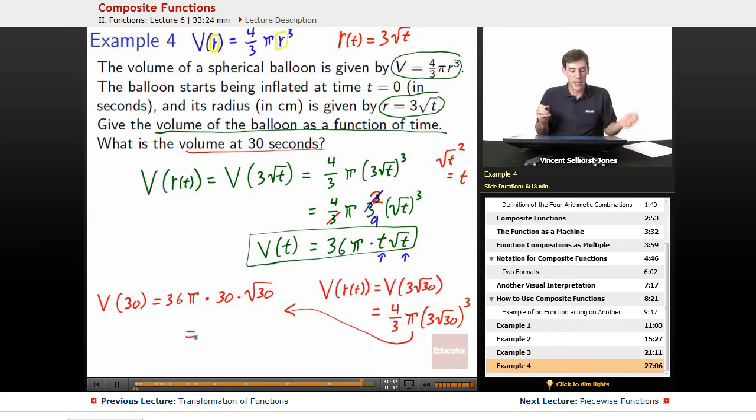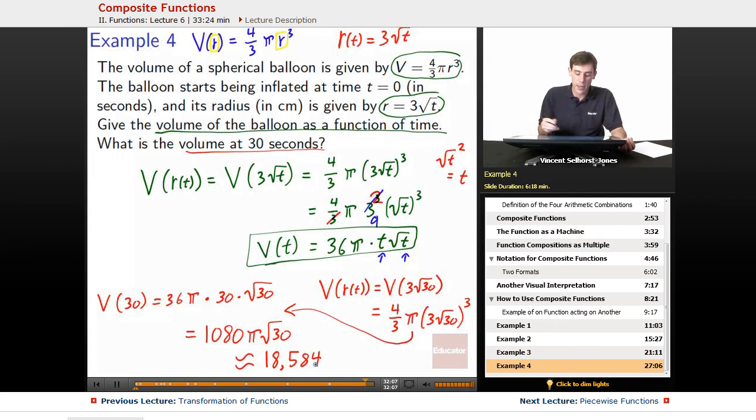So 36 pi times 30 times root 30 winds up equaling 1080 pi square root of 30. And if we want to get this as an approximate value, something that we could actually know as a number, as opposed to just having symbols that are precise and exactly correct but hard to grasp as a single number, we could round this to 8,584 using a calculator. What's the units that it comes in?